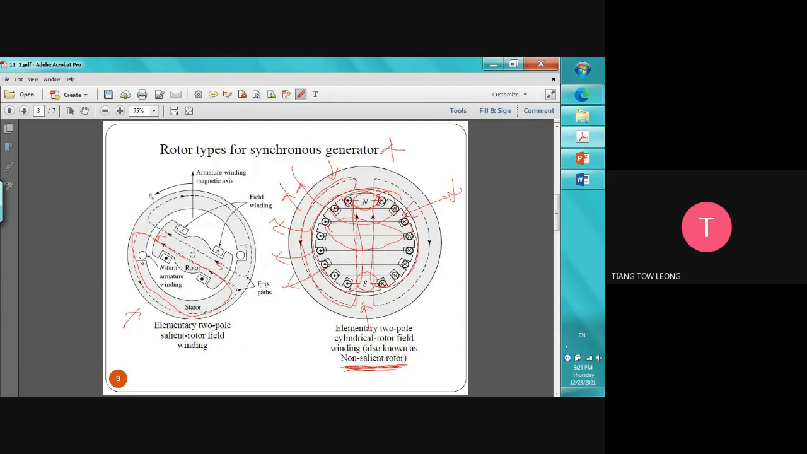So just for your information, this one we call a salient rotor pole, and this one we call a non-salient rotor.